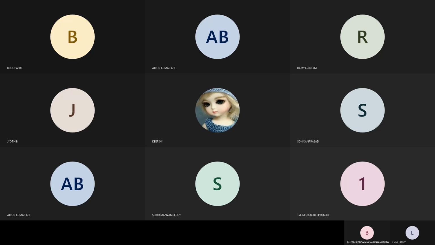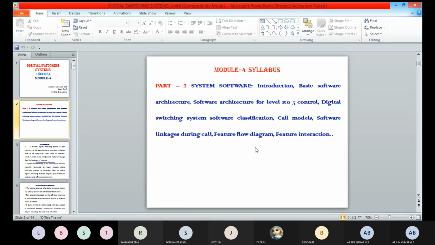Next, an important topic. Okay, let's take it. In the next part of this module, we are discussing the software system. What is the introduction? What are the types of software used, and what are the basic software architecture and the software architecture for different levels? It means that we have different levels, three-level control. We should also study the exact architecture of the level 1 to 3 control.